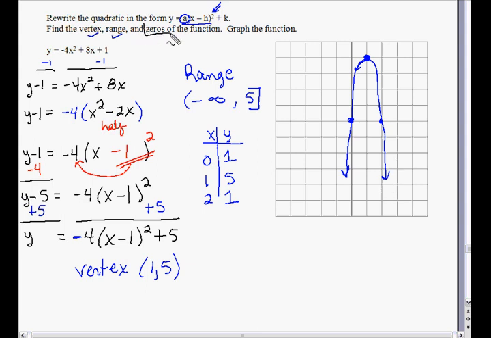So how are we going to find the zeros? Well, let's go back to this equation right in here. Y minus 5 is equal to negative 4 times x minus 1 squared. I'm going to this equation because if I'm trying to find where it crosses the x-axis, my y value is 0. So if the y value is 0, then I don't even have this here in the equation.